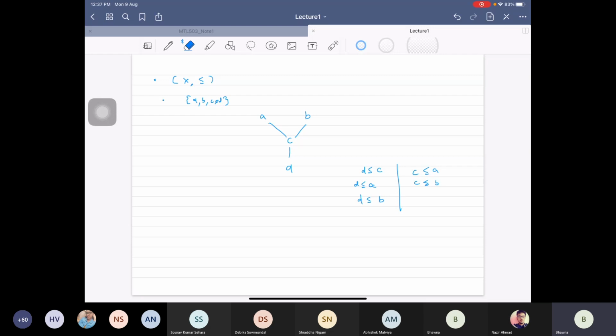Okay, so if every element of the set is related to each other, then we say that the poset is actually a chain or a totally ordered set. If I just take this particular subset of this set, then this is actually a chain in X.